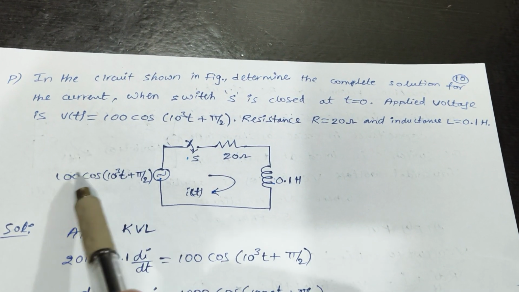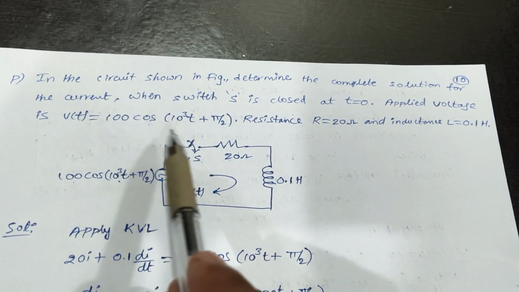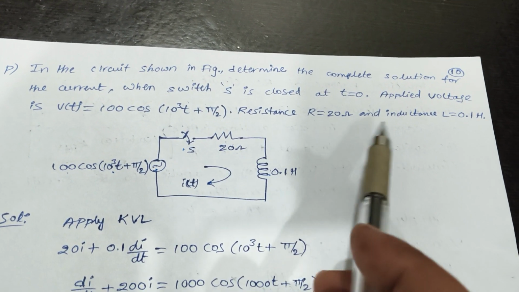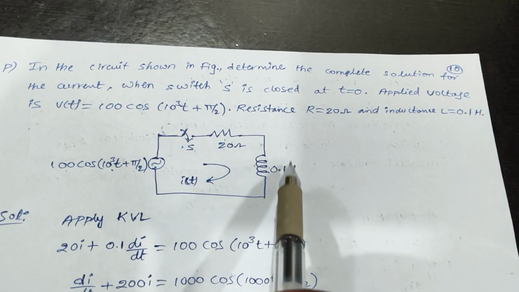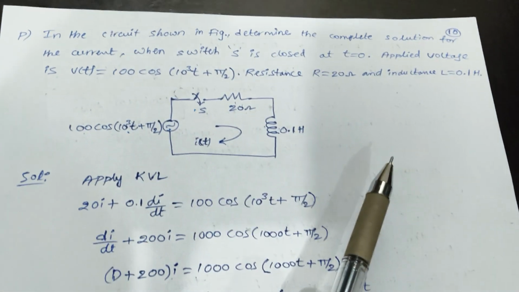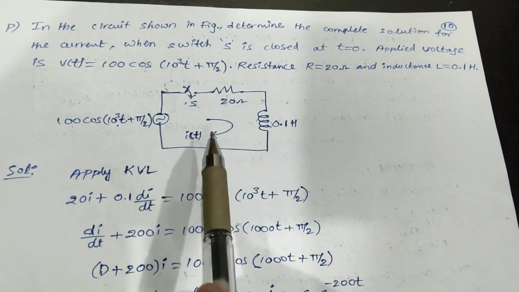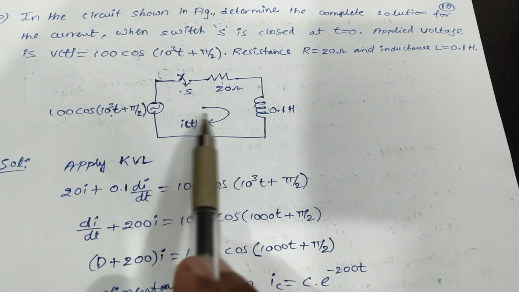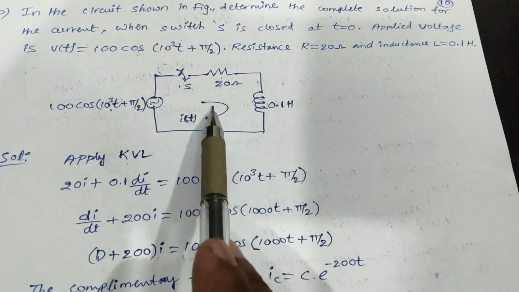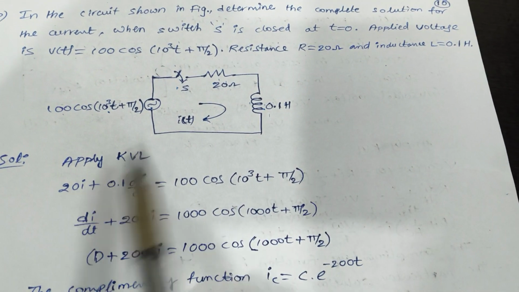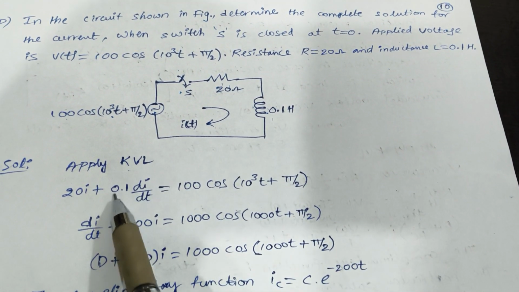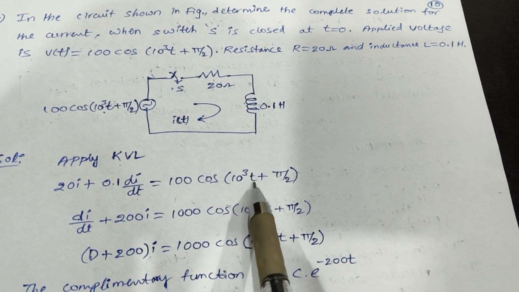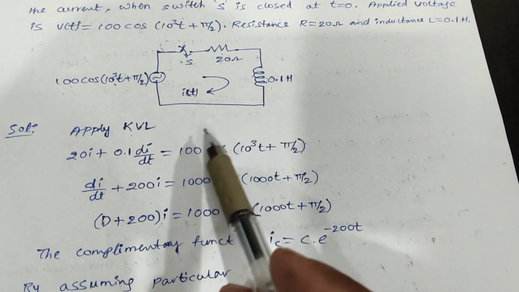Applied voltage is v of t equal to 100 cos(10^3 t + π/2). Resistance R is equal to 20 ohms and inductance L is equal to 0.1 Henry. Like we have seen in the previous derivation for the same circuit with R and L, as a first step we apply KVL. 20 times i plus L times di/dt, that is 0.1 di/dt, is equal to the source voltage, 100 cos(10^3 t + π/2).